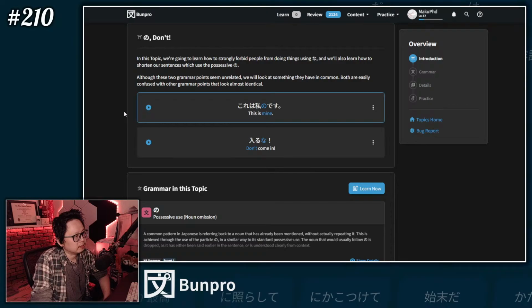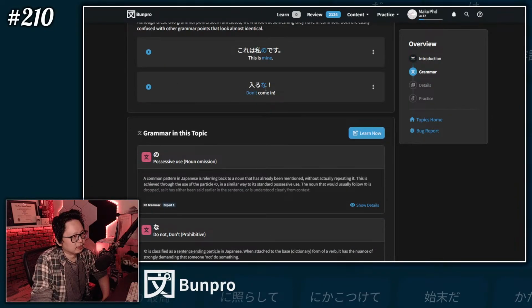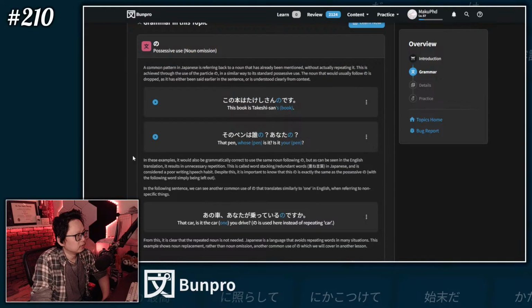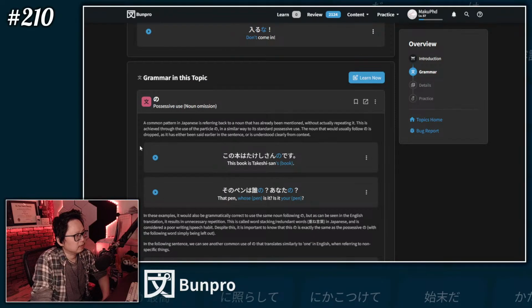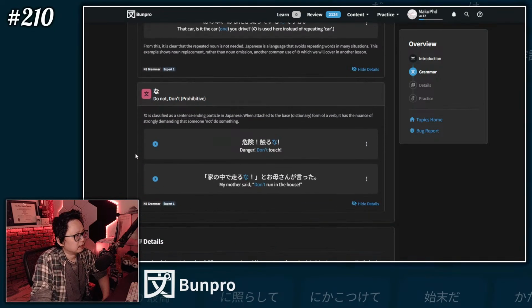Yeah, in this case, much like this. There's obviously other ways to say don't. This is the very casual one. Or the forceful one. Which one is this? The possessive use? Okay. Possessive use and noun omission. Right. So that's the one that I was specifically talking about yesterday. It's classified as a sentence ending particle. I don't remember when this showed up. N5 grammar point.